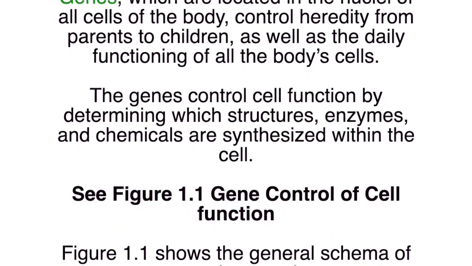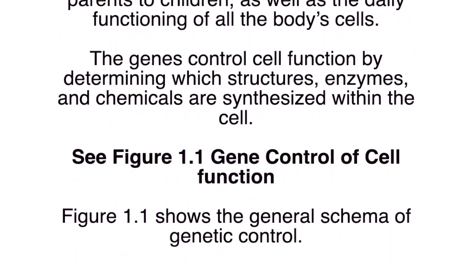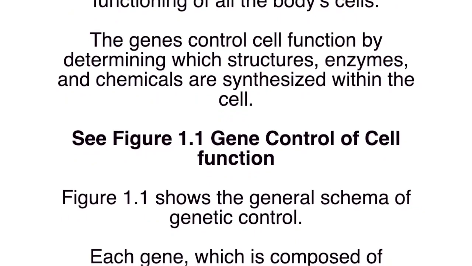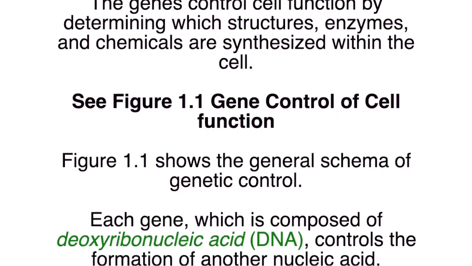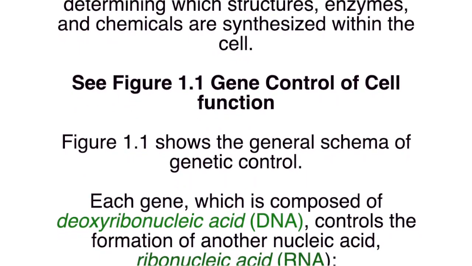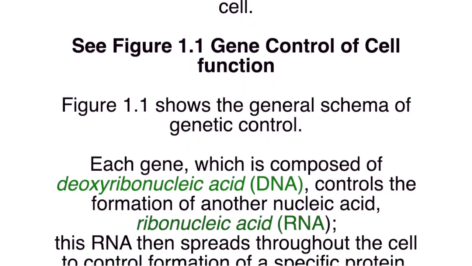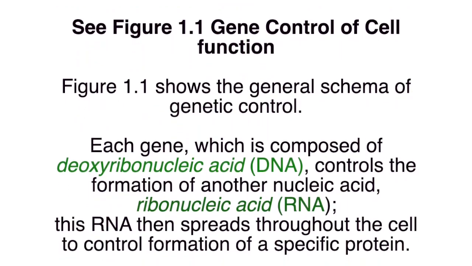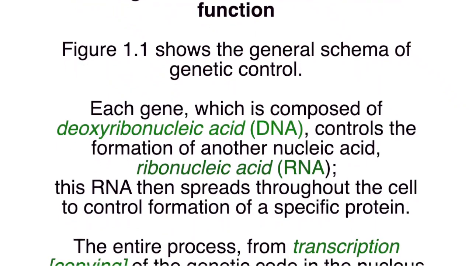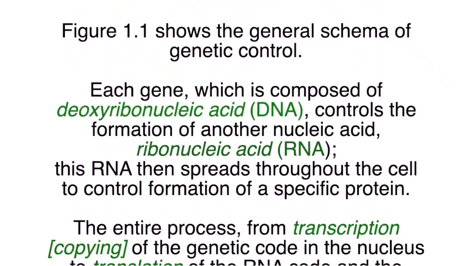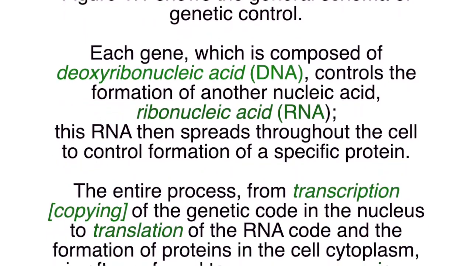See the figure 1.1 again. It shows the general schema of genetic control. Each gene, which is composed of deoxyribonucleic acid, that is DNA, controls the formation of another nucleic acid, ribonucleic acid, RNA. This RNA then spreads throughout the cell to control formation of a specific protein.